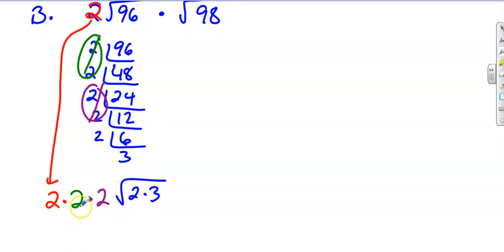Okay, so we got 2 times 2 is 4, 4 times 2 is 8. So this will become 8 square root of 6.